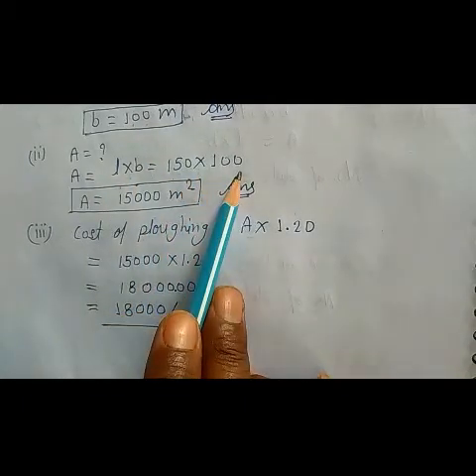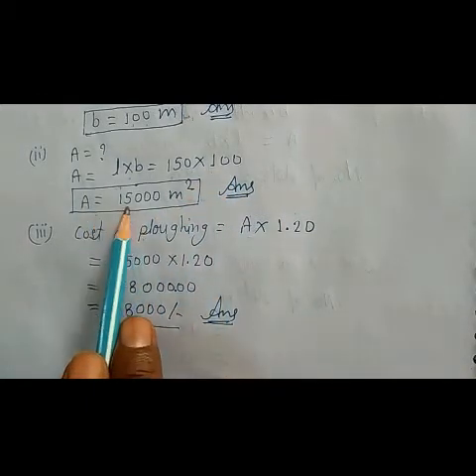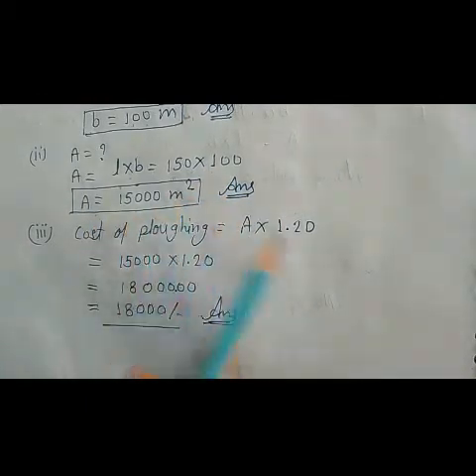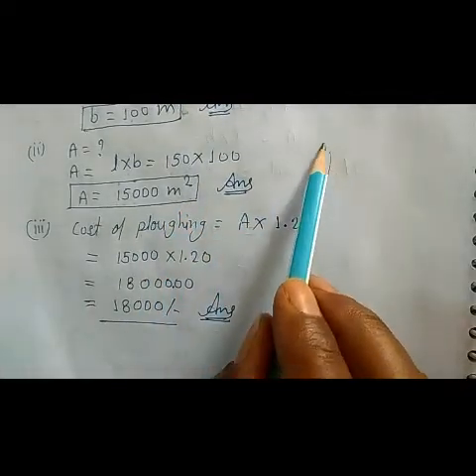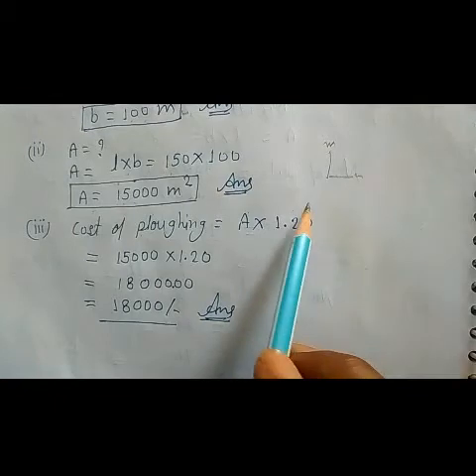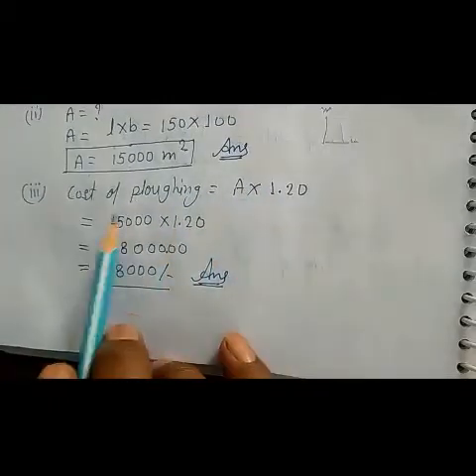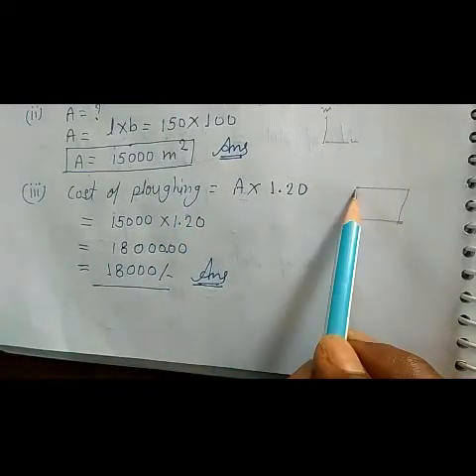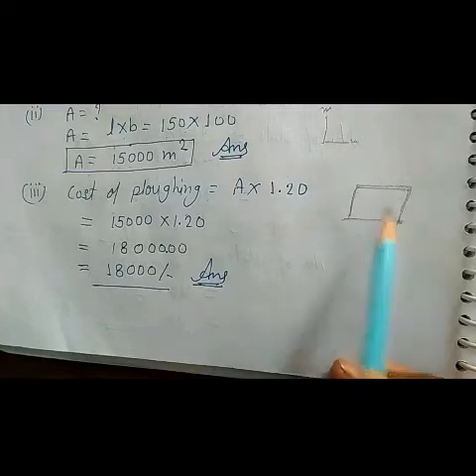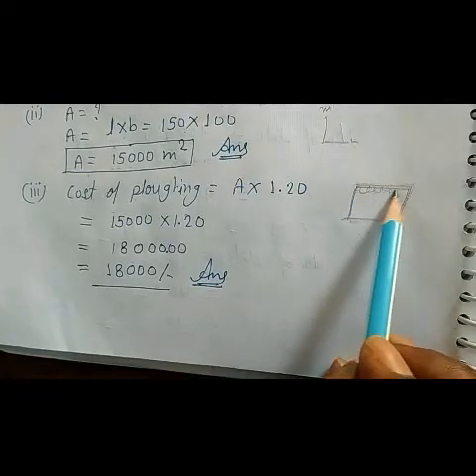Length into breadth, 15 ones are 15, and these 3 zeros means area is 15,000 meter square. Why do we put the meter square? Because this is 1 meter for length and 1 meter for breadth. So m into m means m square, meter square. Cost of plowing. Suppose that this is the field and we have to plow. Before any type of cultivation we have to plow. This is the plowing of the field.